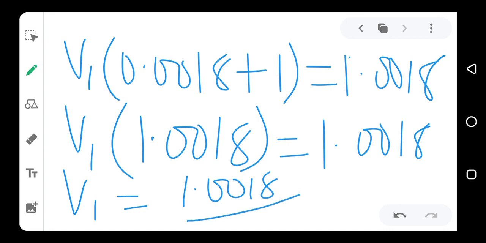1.0018 on the right hand side divided by the coefficient of V1, which is 1.0018. So this gives us 1. So the answer is 1 cm cube. This is the final answer. So the original volume of the ball is 1 cm cube. This is the final answer.